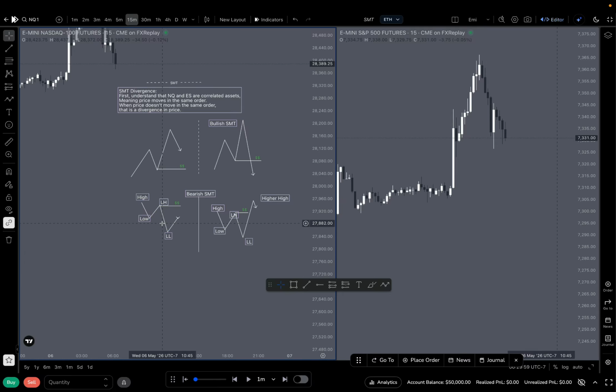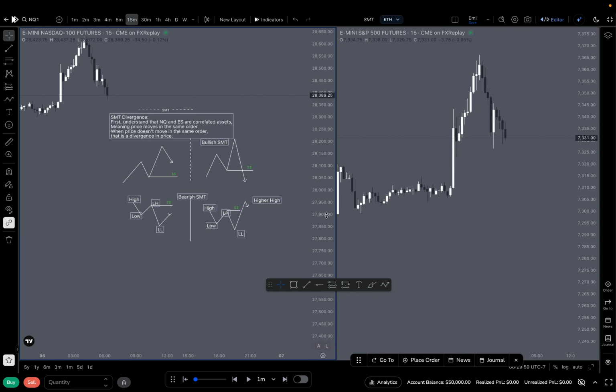And this could be either or. This could be NQ, and this could be ES, or this could be ES, this could be NQ, right? Depending on the asset you are trading, you want to be paying attention to the opposing asset to see if it is taking the draws on liquidity you are paying attention to.